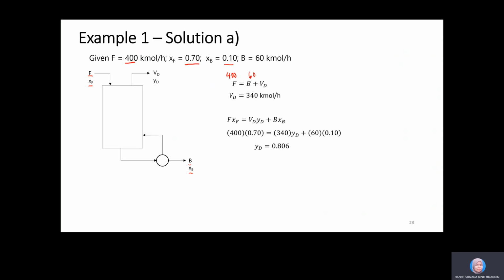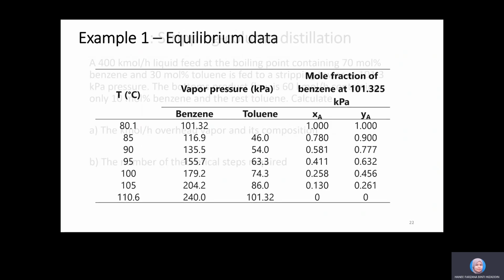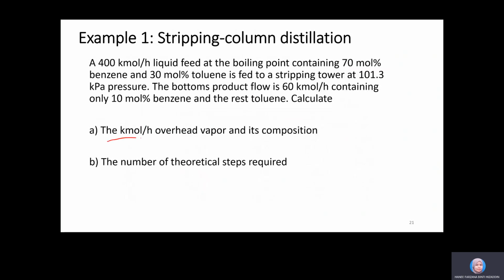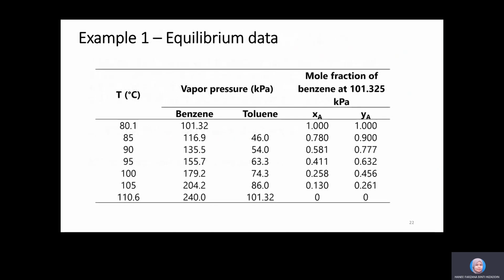Then you can do a component balance: F XF equals VD YD plus B XB. You put in all the numbers except for YD, because this one is still unknown. Then you can solve for YD. YD equals 0.806. So that is the composition at the top, the vapor composition. That is the kilomole per hour of overhead vapor and its composition.